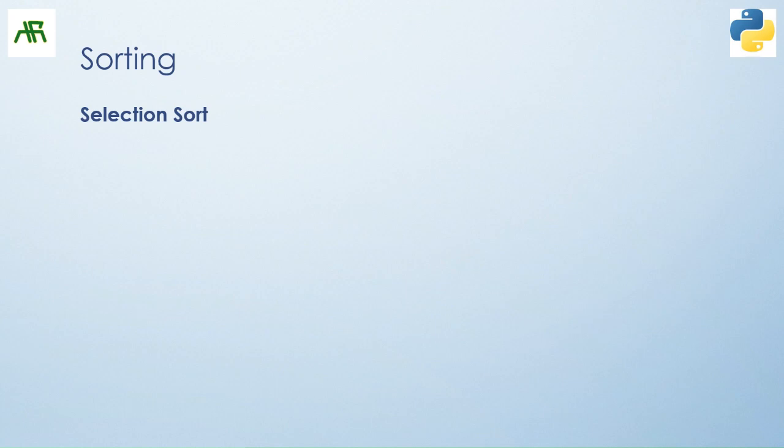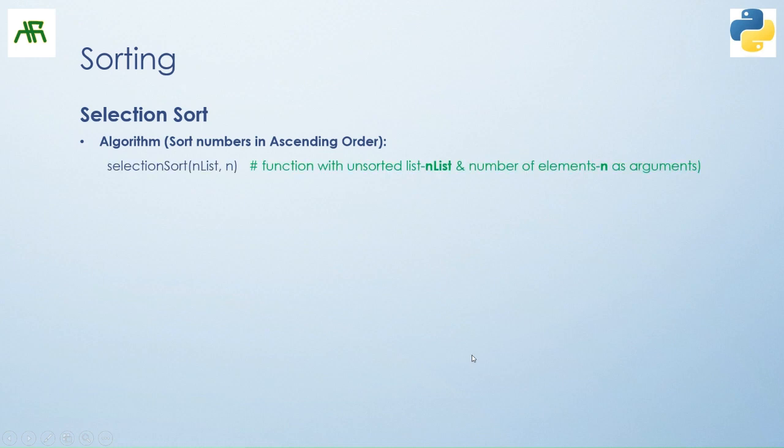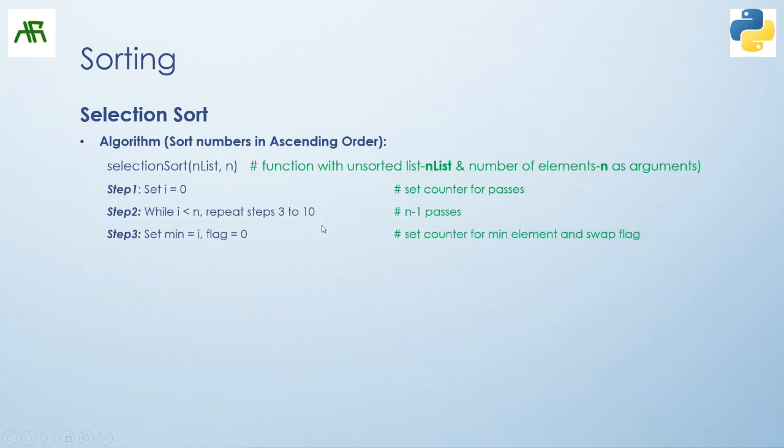Here is the algorithm to implement selection sort for ascending order. Define a function selection sort with the list and the number of elements in the list. To start off, set i equal to 0. While i is less than n, repeat steps 3 to 10. Set the minimum value to be i and set a flag for swapping. Whether the swapping happens or not, you have to monitor. So set a flag which will be toggling between 0 and 1 when swapping happens or not.